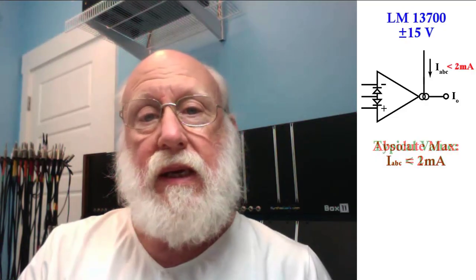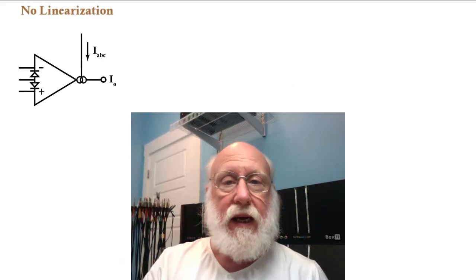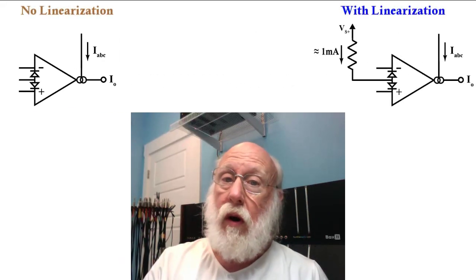For the 13700, the absolute maximum current into the amplifier bias current input is 2 milliamps, so in general you want to stay well below that. Typically the recommendation would be to stay below 1 milliamp. As mentioned earlier, the amplifier bias current is what controls the gain of the OTA. And there are two cases: the case where you are not using the linearizing diodes and the case where you are.